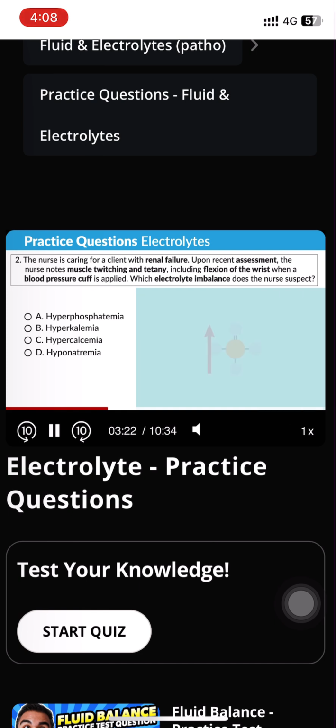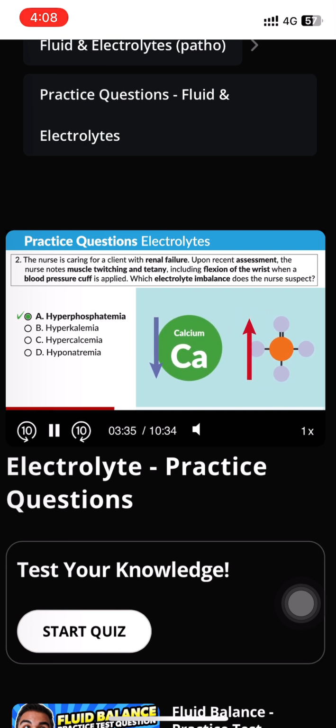But we do see high phosphate, that hyperphosphatemia in option A. So this must be the correct option. Now, this was really tricky, but it's correct. Because as you know, when calcium is low, then phosphate is high. And these two have an inverse relationship. So it basically suffices for hypocalcemia in this case.